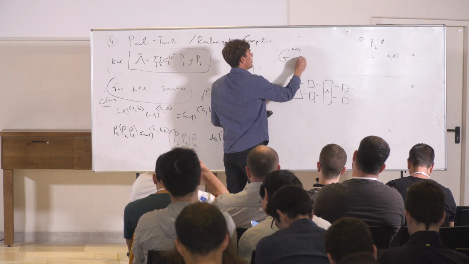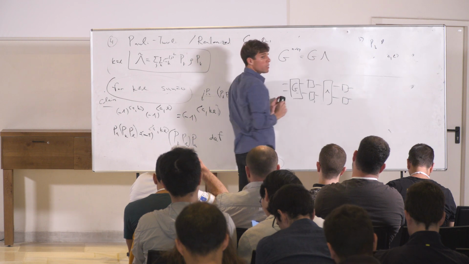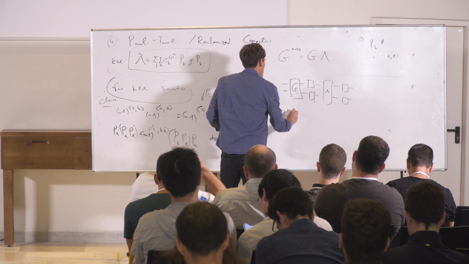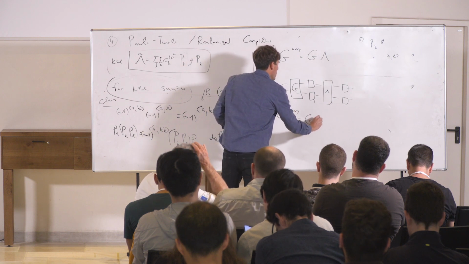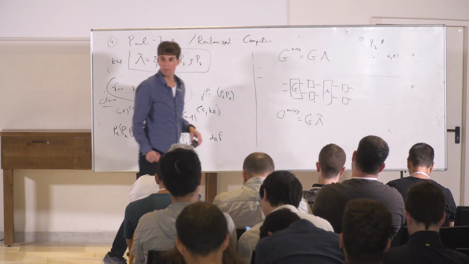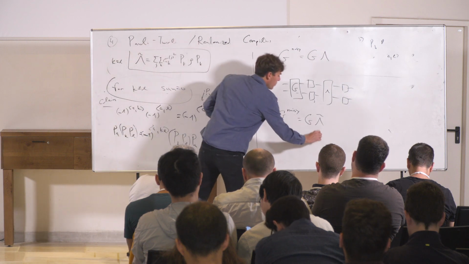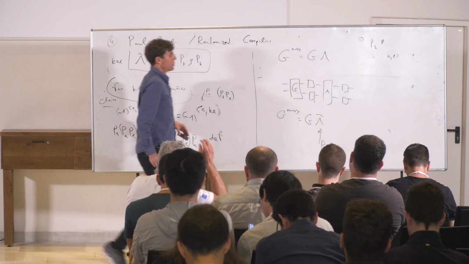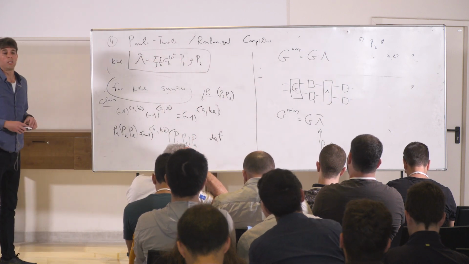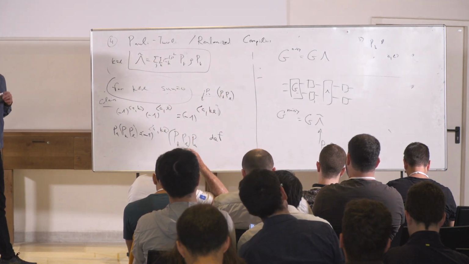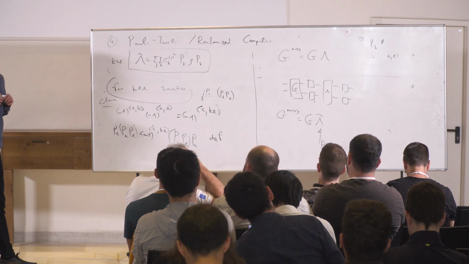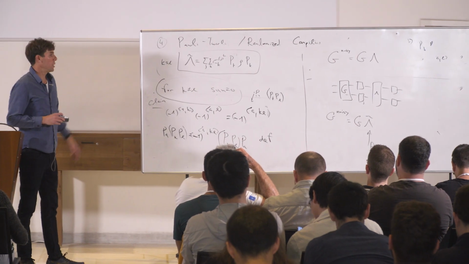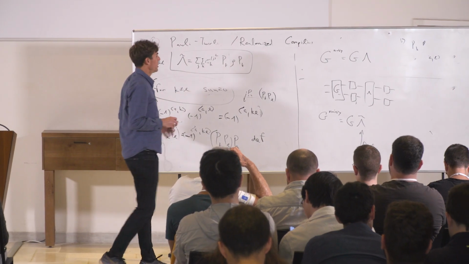Let me write it like this. It was equal to G times lambda. Now I can write my noisy G as G times lambda tilde instead, where lambda tilde is a Pauli channel. Good. So I showed you how to turn basically every Markovian noise channel in your device into a Pauli channel, and this is very useful.